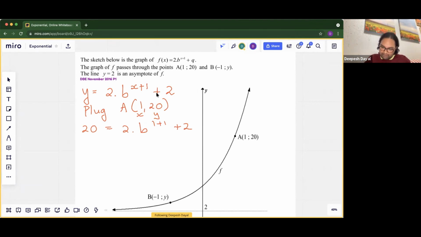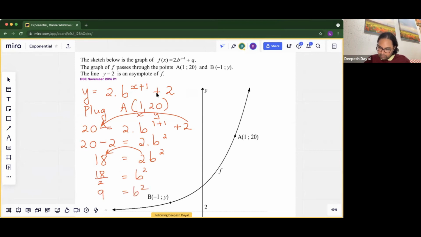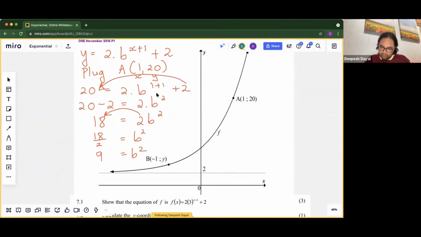Okay, Mahlokanolo as well. So I'm going to say 20 minus 2 equals 2 times B squared, because you take that 2 over, right? So it's 18 equals 2B squared. Then you say divide by 2, 18 divided by 2 equals B squared. And that's 9 equals B squared, right? So B equals the square root of 9, which is 3. So B equals 3.